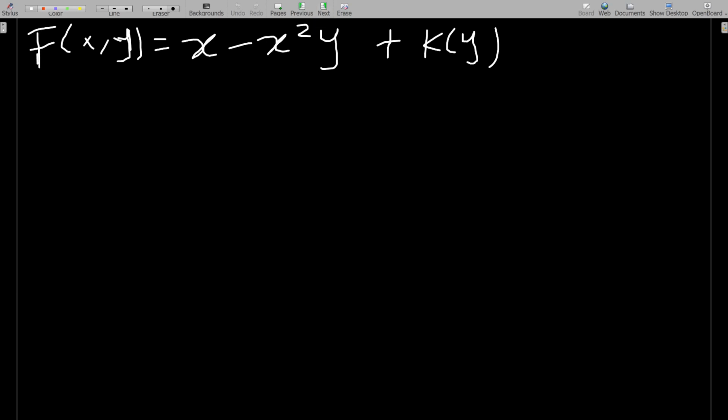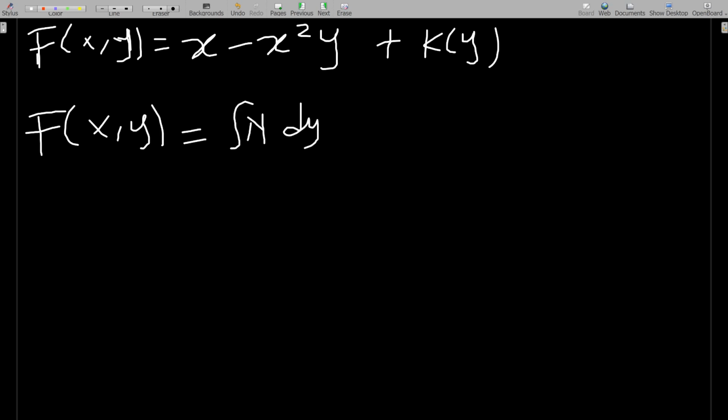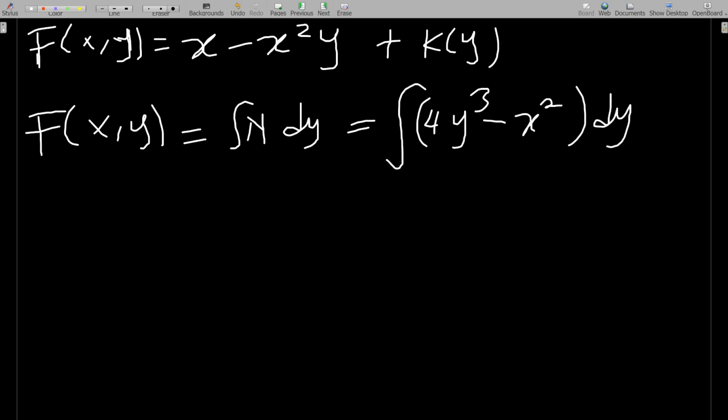The other case is that f of xy is also equal to integrating N with respect to y. I hope you get the point. So this is equal to integrating N, and N is giving us 4y cubed minus x squared, dy. We are integrating with respect to only y, so the constant should be a function of x. So always check these.